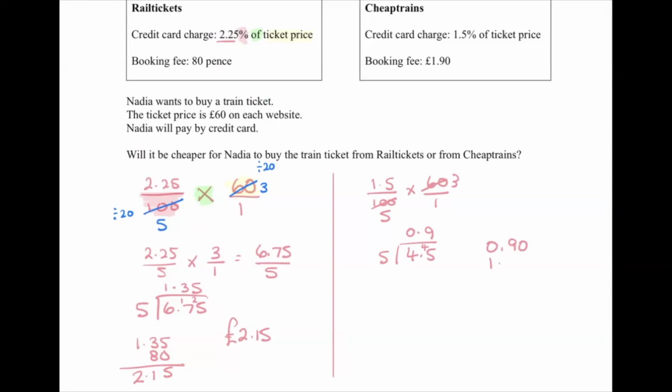Their booking fee is £1.90. So you add that up and you get £2.80. So the charges would be your ticket price 60 plus £2.15 here or £2.80 here. So we want to go with rail tickets.